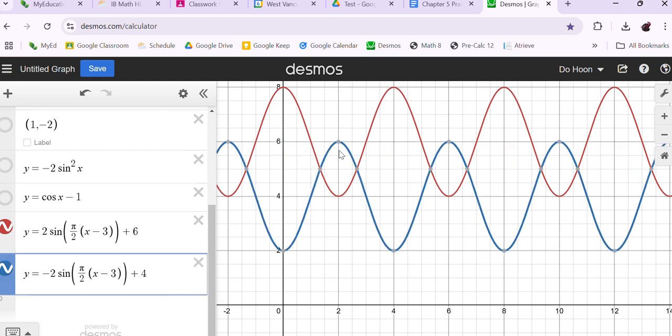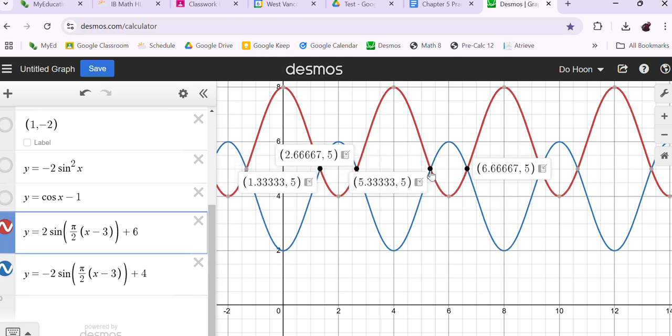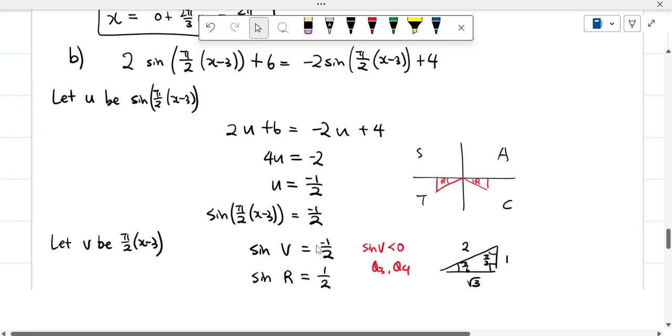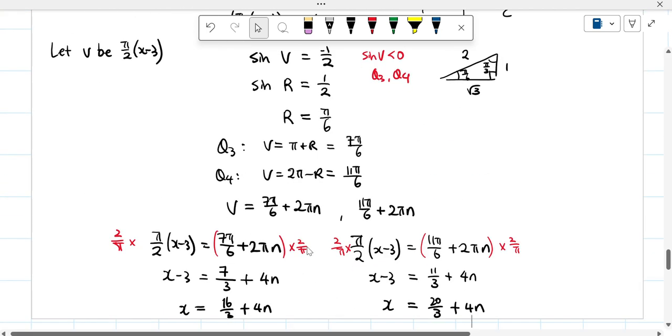There you go. So let's find the points of intersection. I see two different numbers here. Do you think the numbers have the pattern of every 4? Well, let's see, the first one is 1.3 repeating and then 5.3 repeating. So definitely the pattern of 4, the period is 4. That makes sense. And then the numbers that we got were 16 over 3 and 20 over 3.